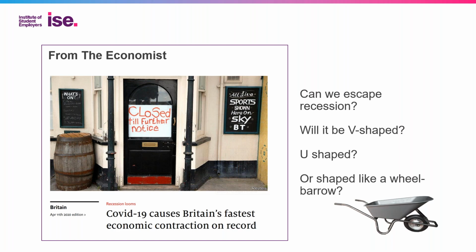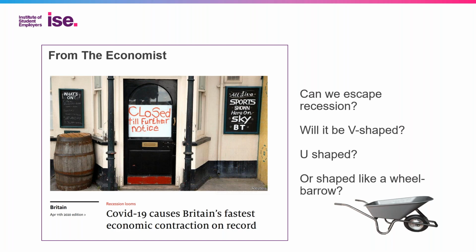The question, I think, has really moved on from whether we can escape recession, because I think recession is pretty much understood to be a given now. The question is, what shape will that be? Will it be a V shape? So as we went into recession very quickly, we hope that we will come out of recession very quickly. Increasingly, I think people are saying that seems unlikely.